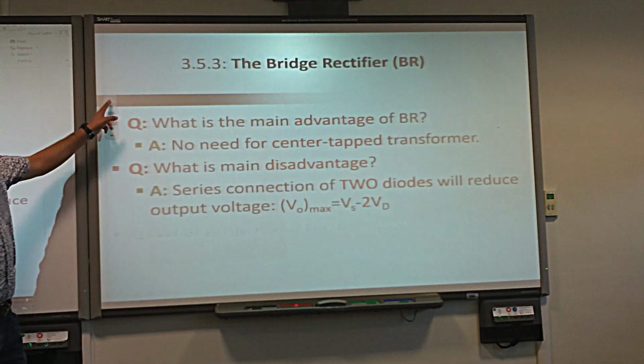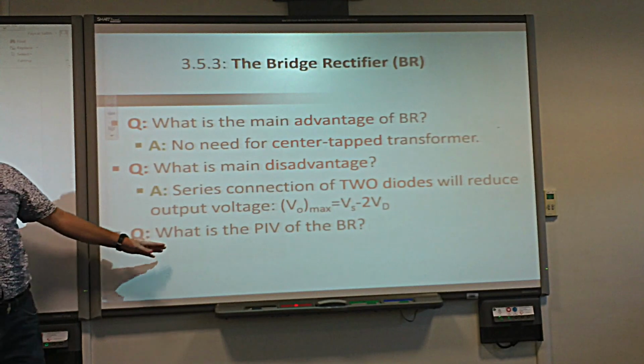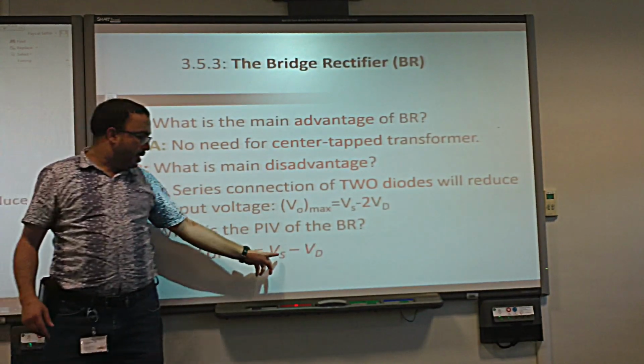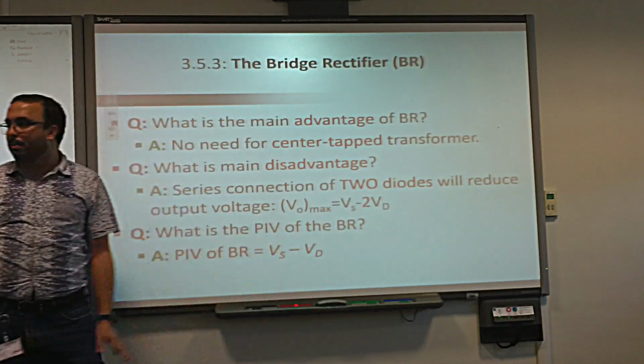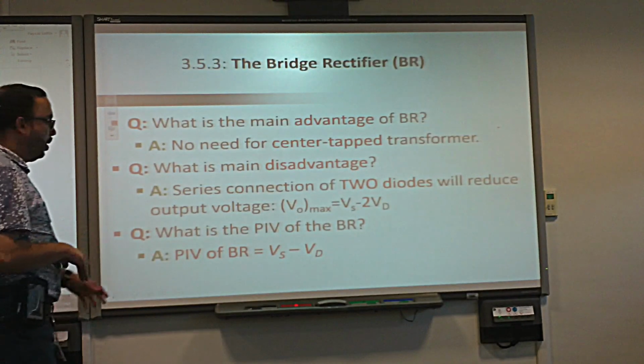Excellent. Now, that's the second question of the bonus. What is the PIV of the bridge rectifier? I give it to you. It's Vs minus Vd. That's the maximum voltage that any of those diodes will find in reverse bias. Do you understand? That's the maximum. Show me how.